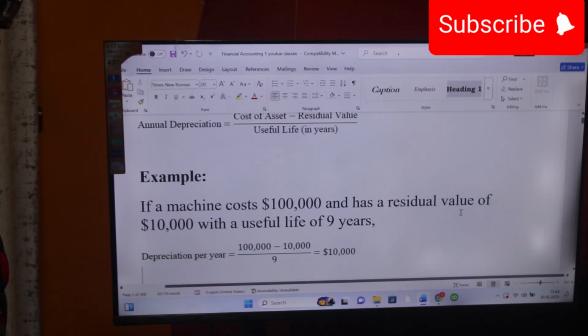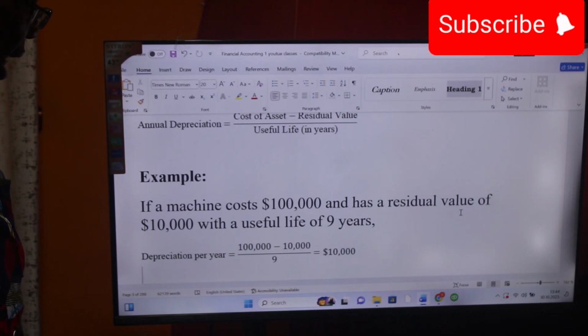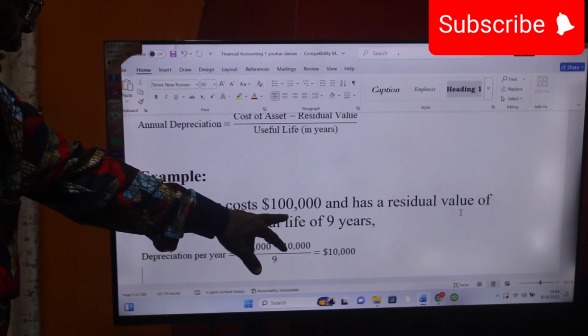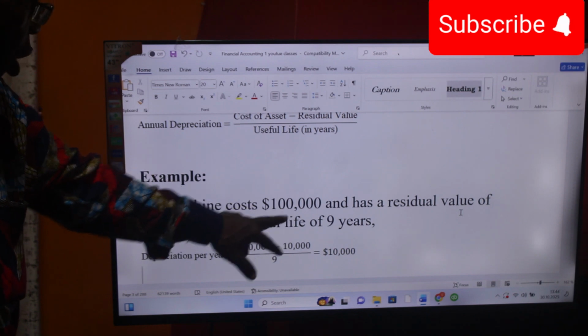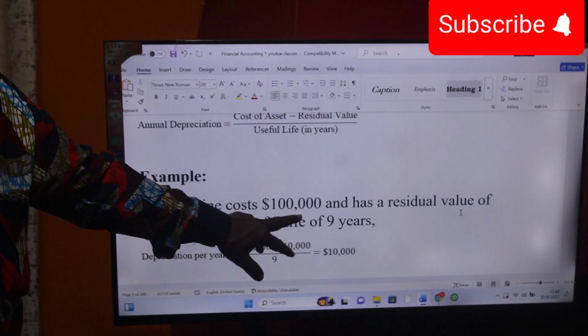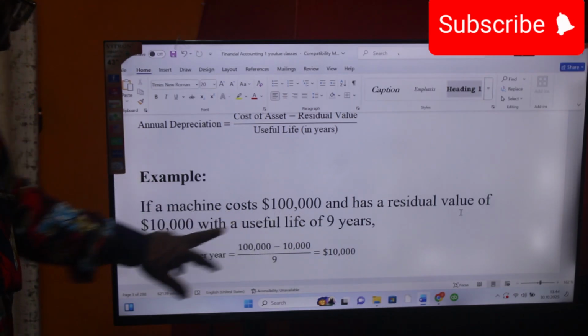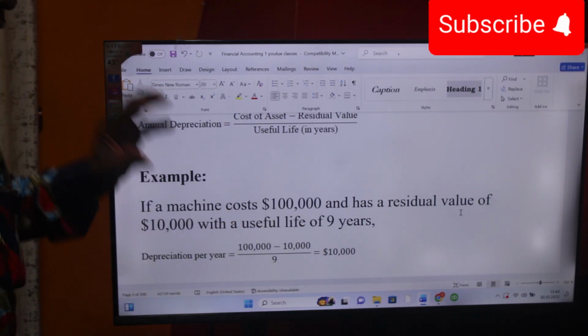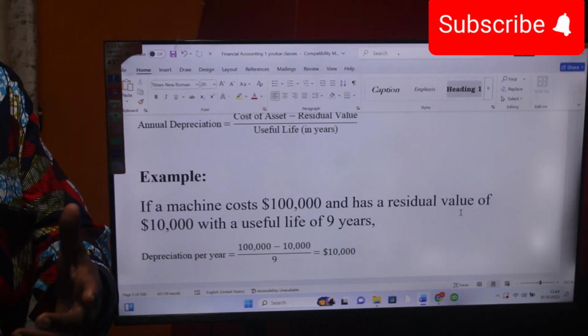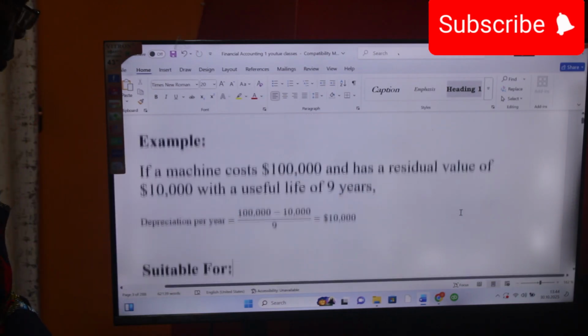If a machine costs $100,000 US and has a residue value of 10,000 with a useful life of 9 years, meaning we will not lose 100,000 when we use it. We will only lose 90,000. The value that we will use is 100,000 minus 10,000, we get 90,000. The 10,000 that remains will be sold and we will be able to recover that money.